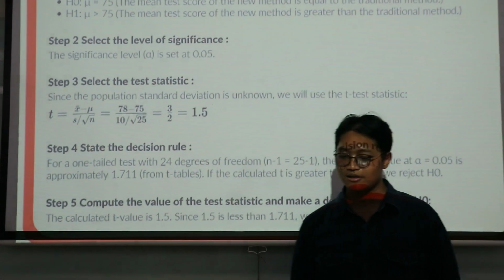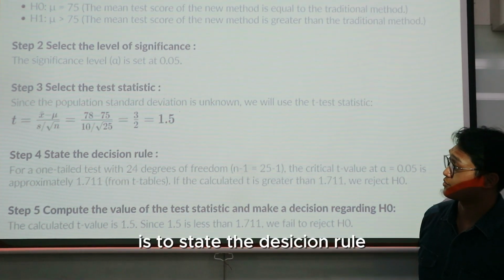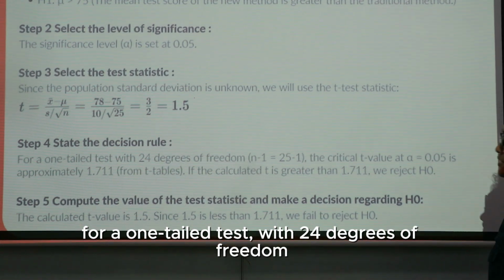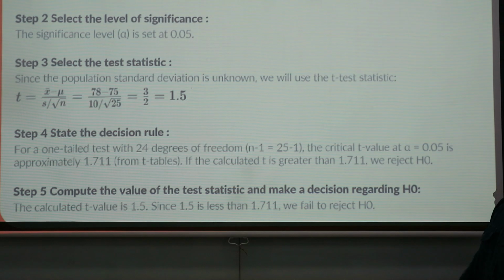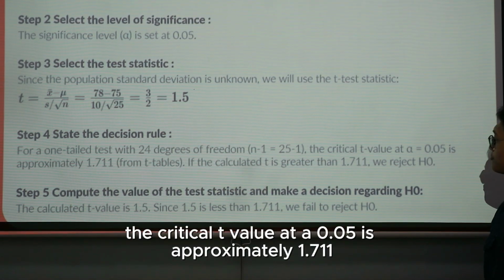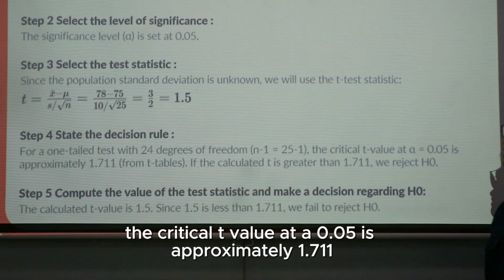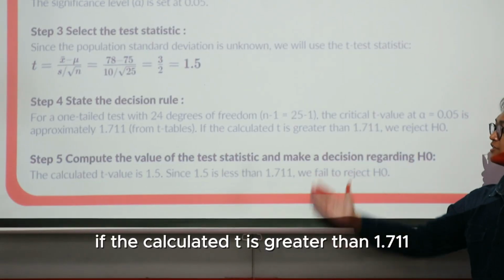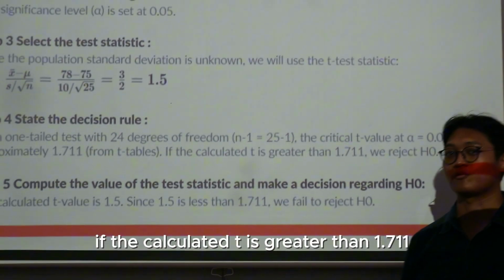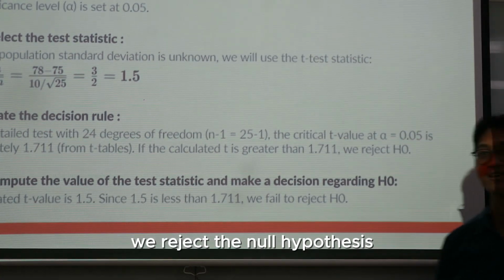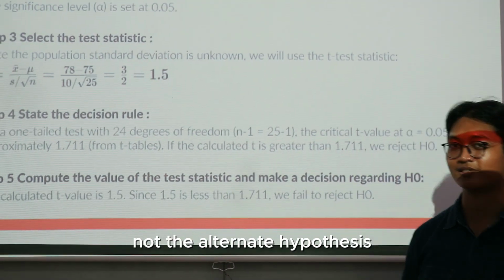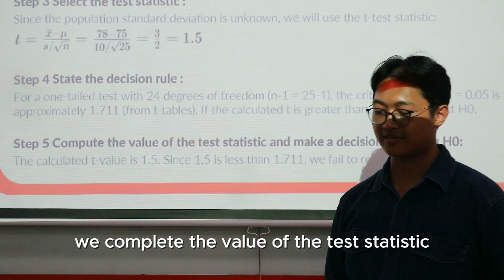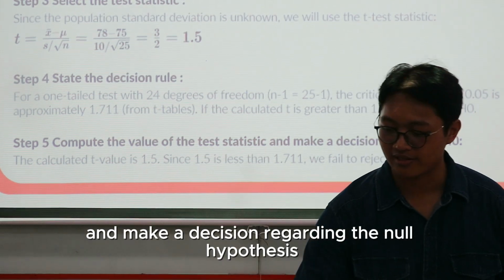The fourth step is to state the decision rule. For a one-tailed test with 24 degrees of freedom, the critical t value at 0.05 is approximately 1.711 from the t tables. If the calculated t is greater than 1.711, we reject the null hypothesis. For the fifth step, we compute the value of the test statistic and make a decision regarding the null hypothesis.